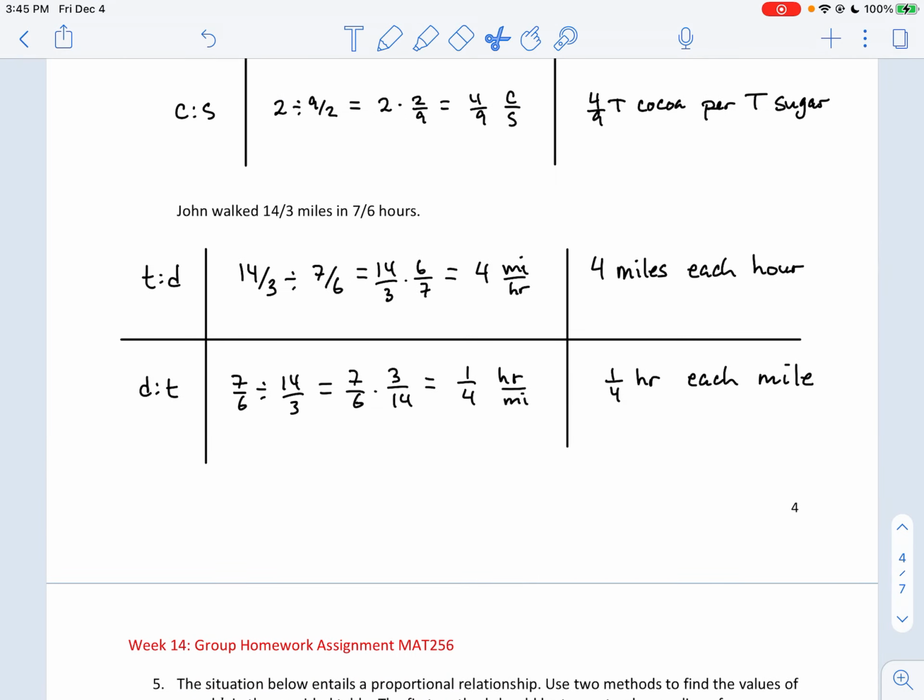The time to distance, I do the amount of time divided by the distance. Walked. A little mistake here. These are backwards. The first one is distance to time. This one's time to distance. Here we go. So the distance divided by the time gives you the miles per hour, and the time divided by the distance gives you the hours per mile. And so here are the 2 interpretations. Each hour he walks 4 miles, or he would take 1/4 of an hour for each mile.